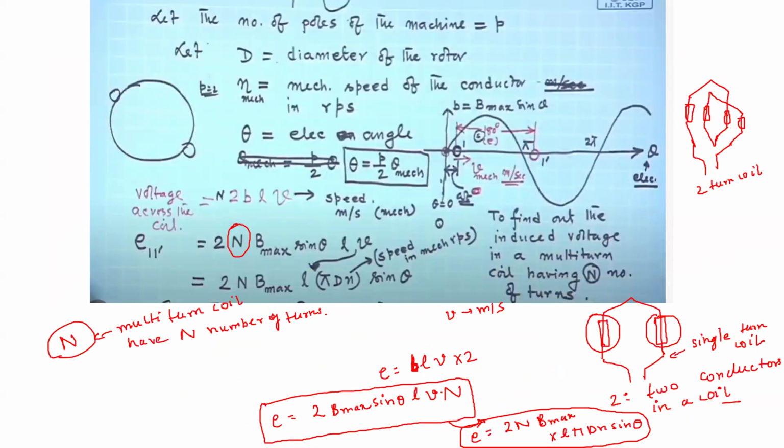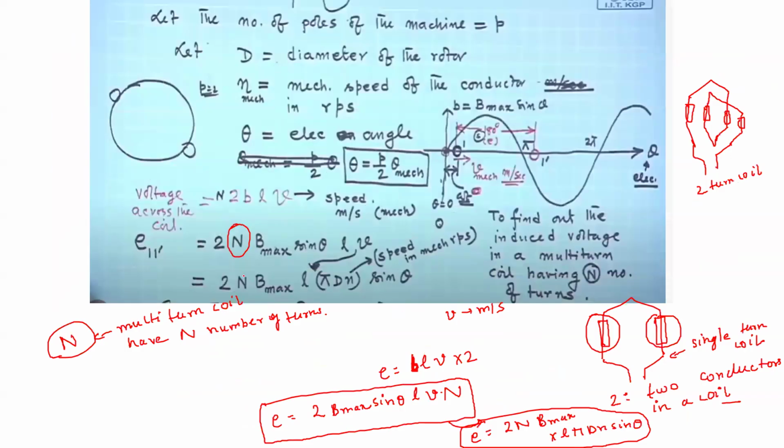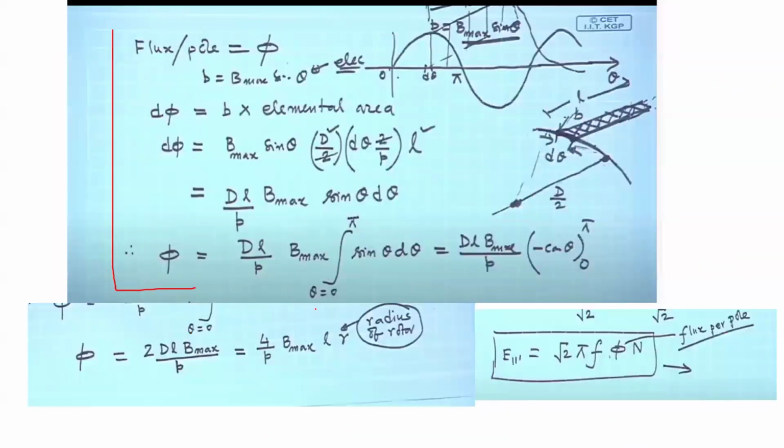But this is the very basic expression of EMF. It is not the expression which we generally see, so we will be deriving it. I am not deriving this, I am just telling you the expression. Before that, we will see flux per pole. In the above expression, if we replace B max with the flux per pole, we can find the expression. I am not deriving this because the derivation is big. You can see sir's lecture, sir has derived it very nicely.